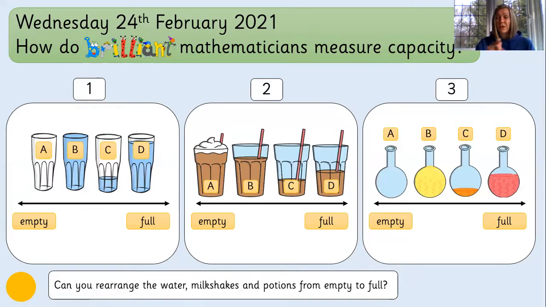So in your books, you will have to draw a line and put those 2 words at either end of your line, and then have a go at writing those words in the right order. So you go from empty to full. If you're going to have a go at the yellow challenge, pause the video here.